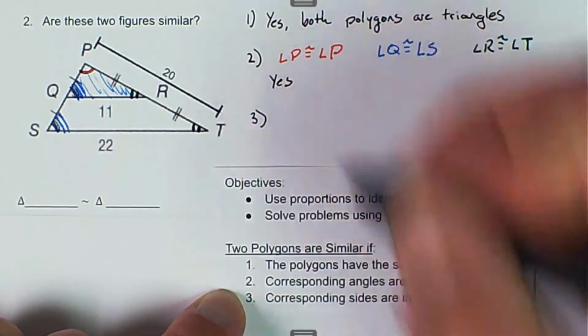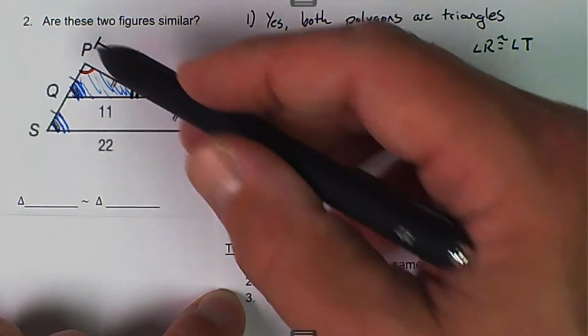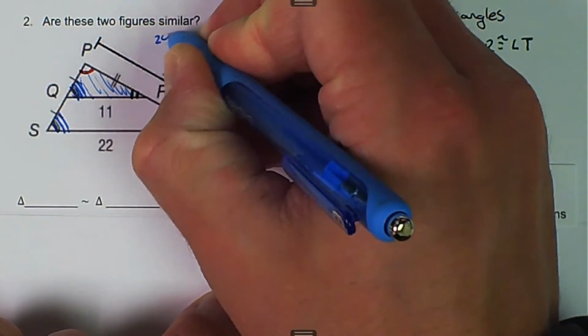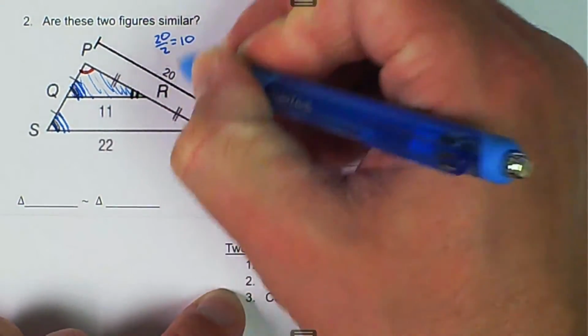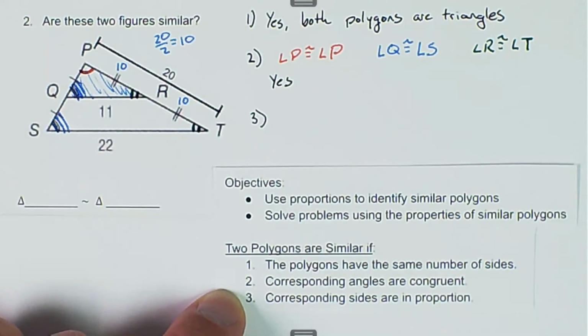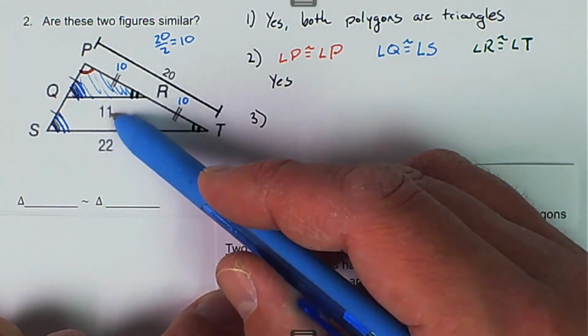We want to check for proportional sides. So we don't have all of the measurements, but we have some, like we have 22, and then we have 2 congruent marks here. So we should be able to tell that those are half of the 20. So we can say 20 divided by 2 is equal to 10. So each one of these congruent marks is equal to 10. So we have a 10, a 20, 22, and 11.